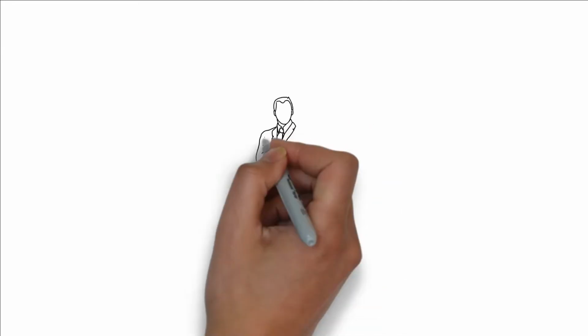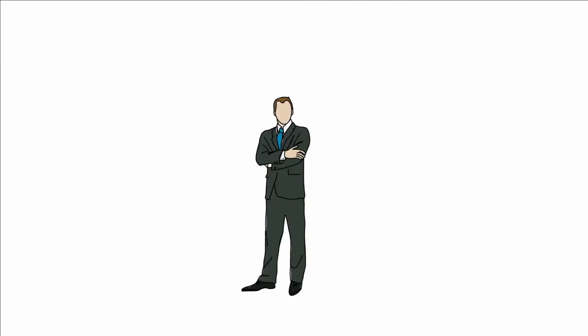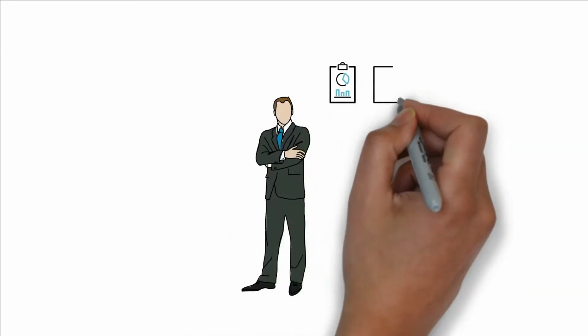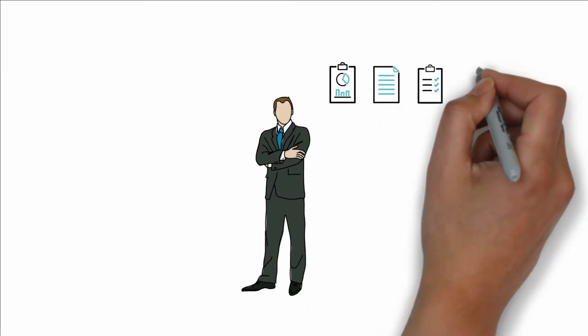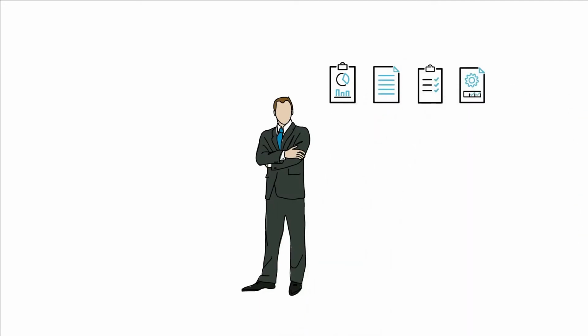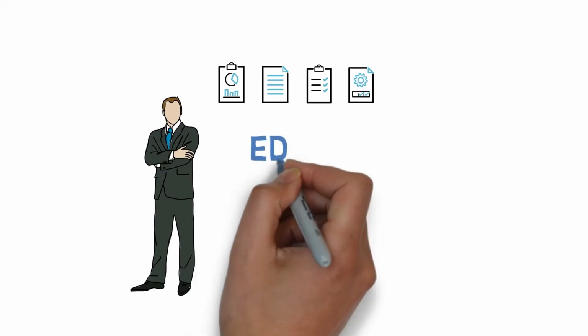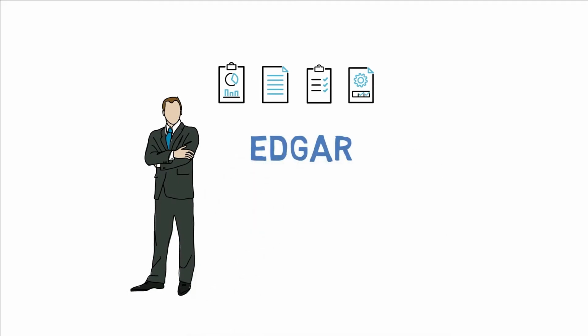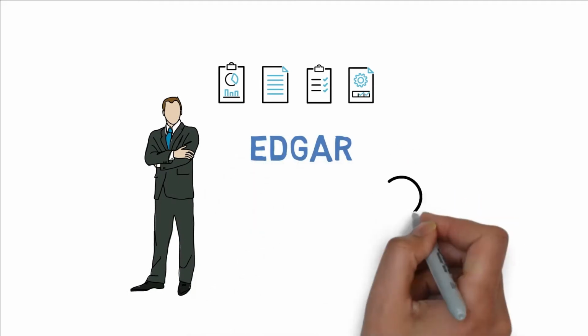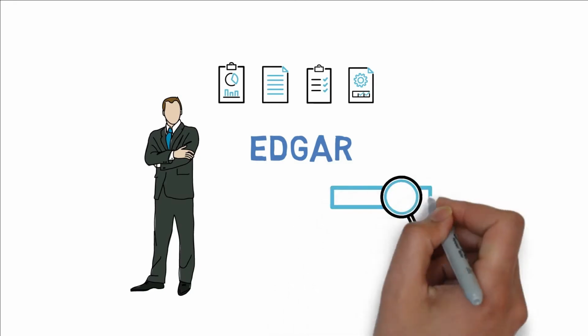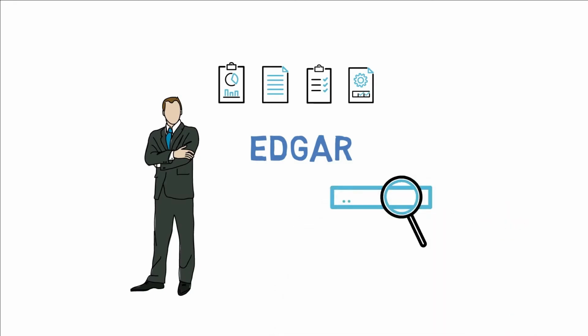Prior to the mid-1990s, an investor would have to send a request to a company or the Securities and Exchange Commission in order to receive a paper company filing. But thanks to the Edgar system, we no longer have to wait. Edgar makes it possible to receive information regarding a company in real time using the company search tool.